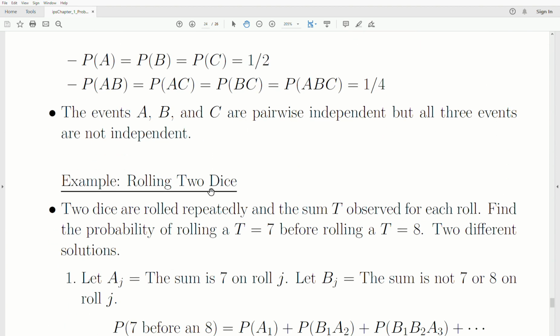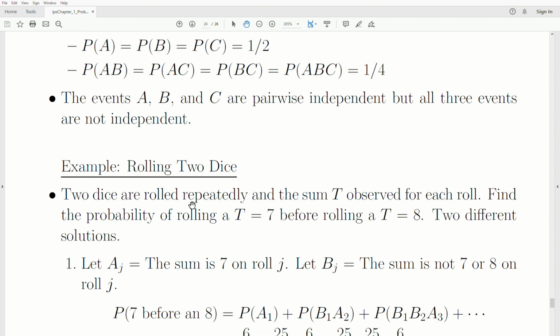Okay, example, rolling 2 dice. Two dice are rolled repeatedly and the sum T is observed for each roll. We want to find the probability of rolling a 7 before rolling an 8. And I have two different solutions. If you know the game of craps, which is a dice game, this is exactly the probability you'll need to calculate. So we want to estimate the probability of rolling a 7 before rolling an 8. You just keep rolling until one of those occurs.